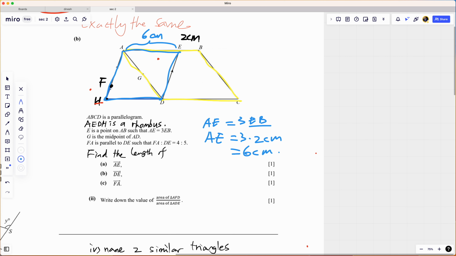By the way, rhombus, what's the meaning of rhombus? All the sides are the same. So that means this one is 6 cm, this also 6 cm, this also 6 cm, this also 6 cm. Am I right? Okay, good. And by the way, the yellow one is a parallelogram, right? What's the property of a parallelogram? Opposite sides are equal. So this AB is 8, right? 6 plus 2.